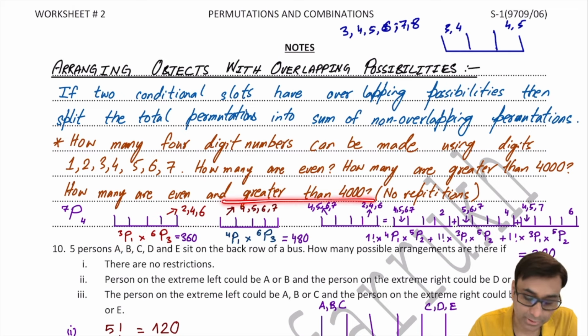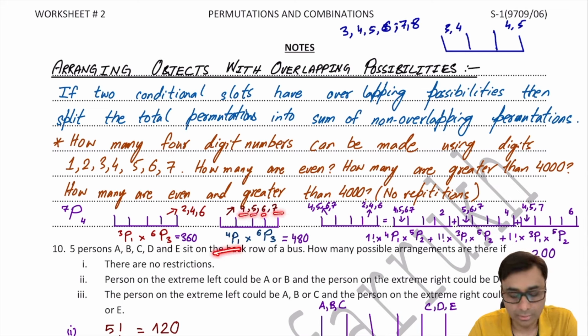Then it says how many numbers are greater than 4,000. That's also pretty straightforward, because if it has to be greater than 4,000, then my first slot could be either 4, 5, 6, or 7. So that becomes 4P1. And then I have 6 numbers remaining for the last 3 slots. That's going to be 6P3.